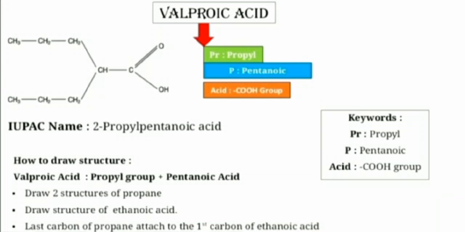So mainly in valproic acid, two groups are involved, that is the propyl group as well as pentanoic acid. Then how to draw the structure of valproic acid? First of all, draw two structures of propane. Then draw the structure of ethanoic acid. The last carbon of the propane attached to the first carbon of the ethanoic acid will give the valproic acid structure.